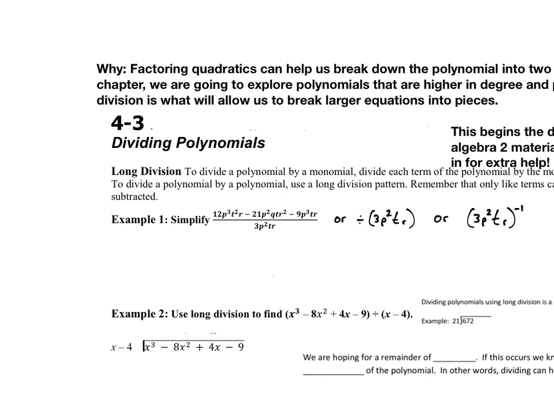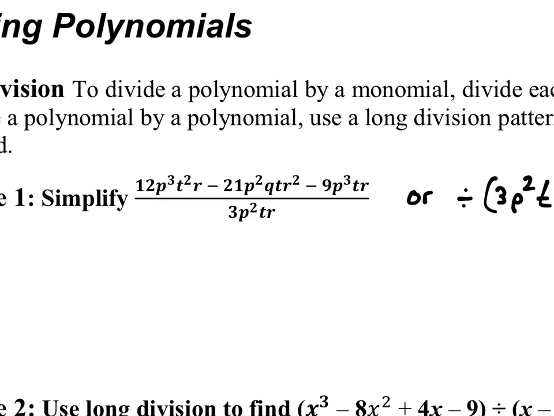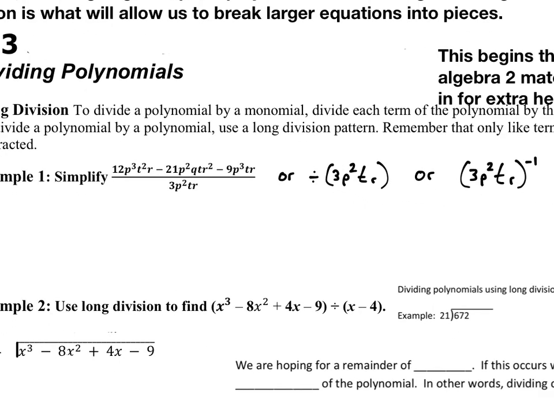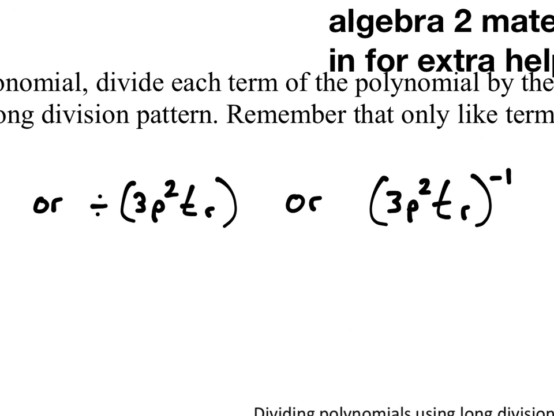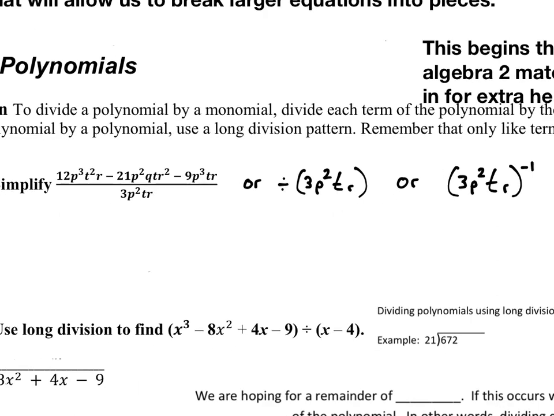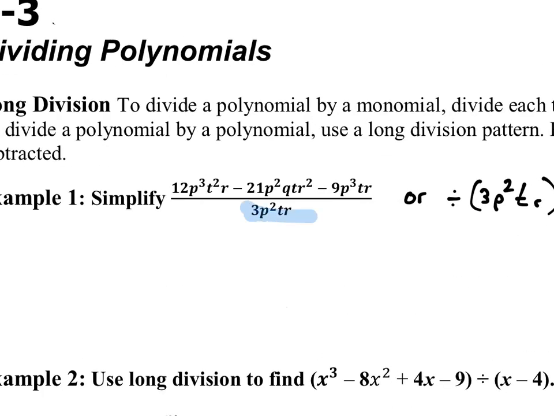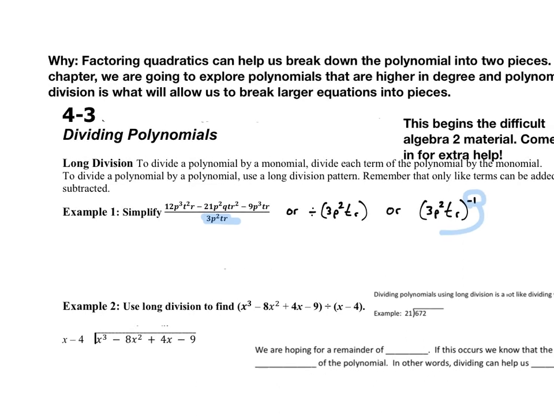All right. Now, when you see division, there's going to be multiple ways to express that. One way to tell people you want to divide is to use a giant fraction bar. Another way is to use the division sign. Another way is to list what you want to divide by to the -1 power. Because we know that the -1 power tells you to take the reciprocal, and that's how that got there. All right, 3p squared tr in the denominator.